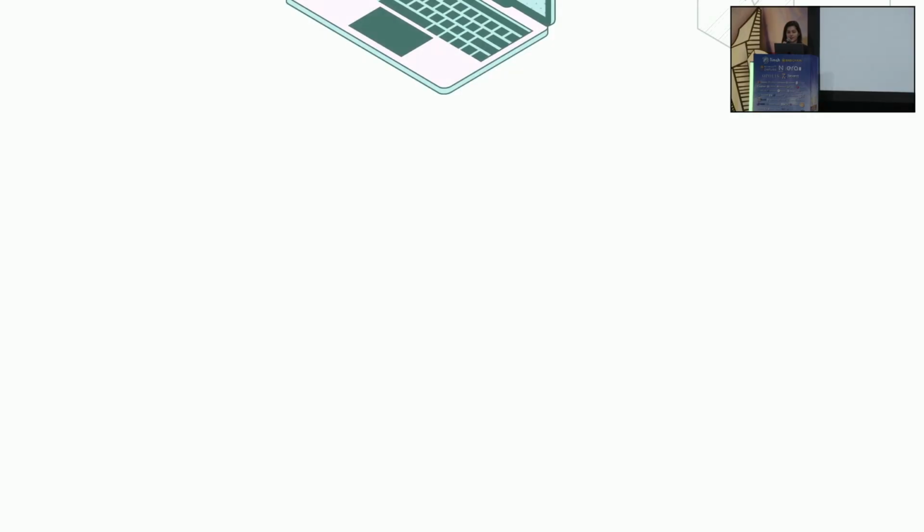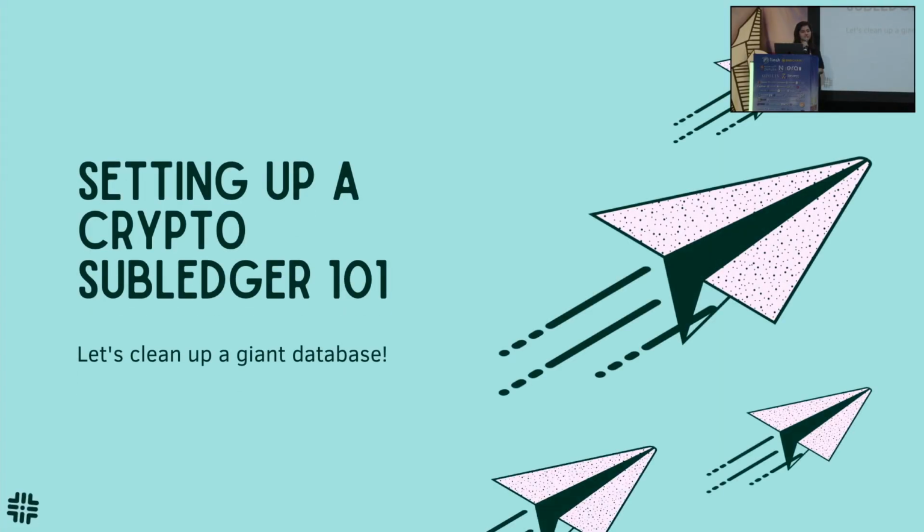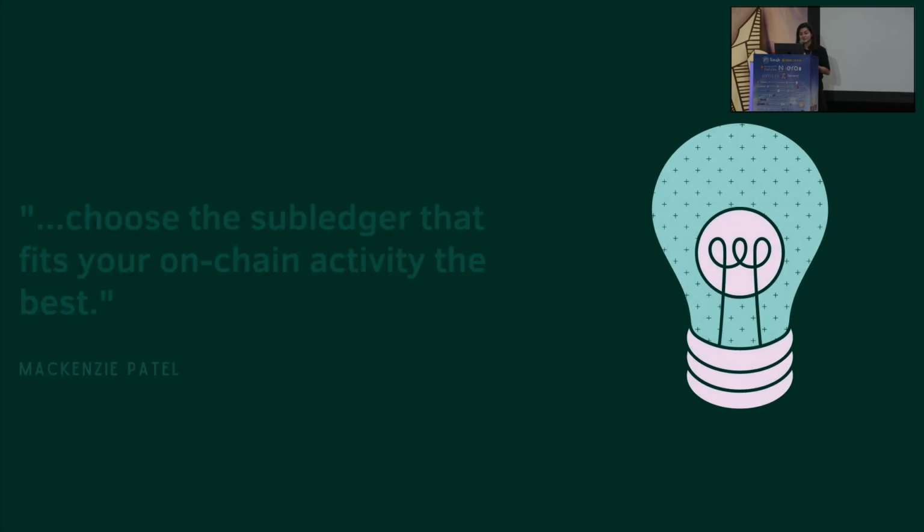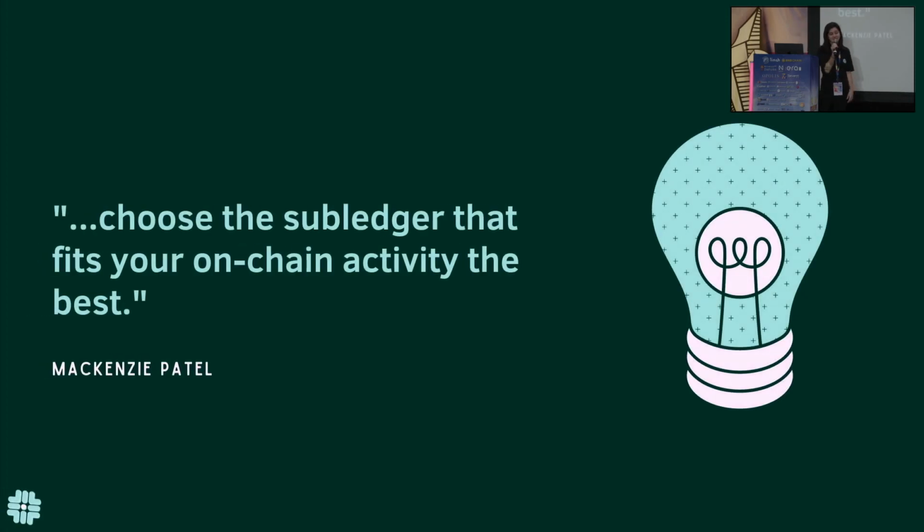Okay, so I'm going to skip NFTs, but just real quick, I wanted to go into setting up a crypto subledger. And when I say subledger, it's a giant database, basically, where you're plugging in all your different crypto activity. And there's a lot out there. It can be very overwhelming. So TLDR, there's a lot of options, but choose a subledger that fits your activity the most.